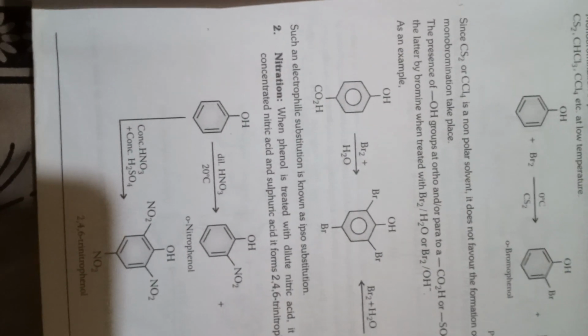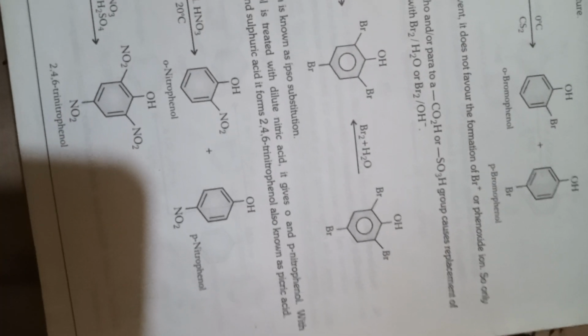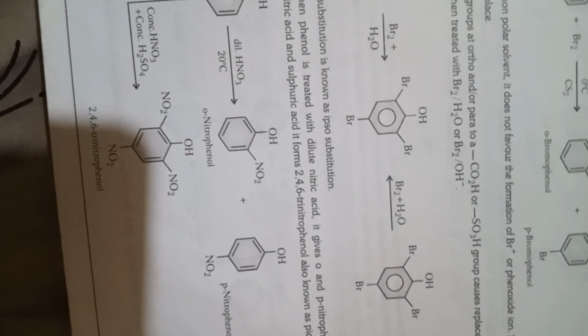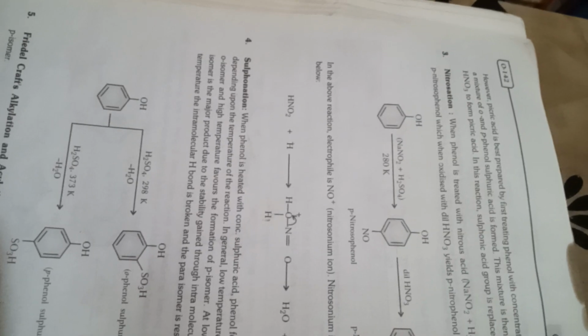Nitration. When phenol is treated with dilute nitric acid, it gives ortho and para-nitrophenol. With concentrated nitric acid and sulfuric acid, it forms 2,4,6-trinitrophenol, also known as picric acid.